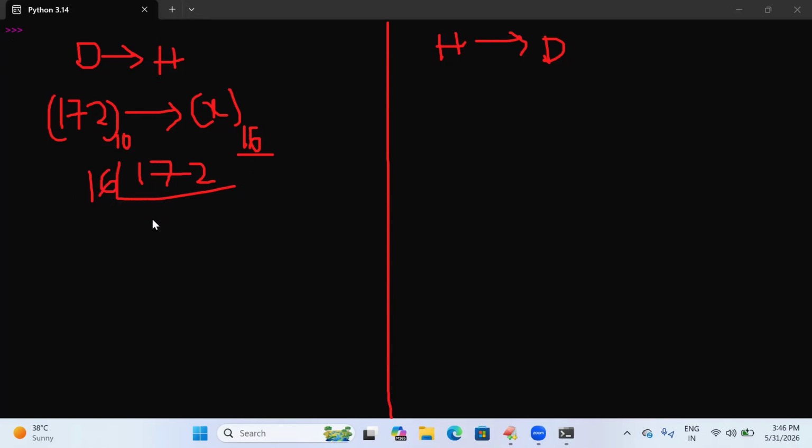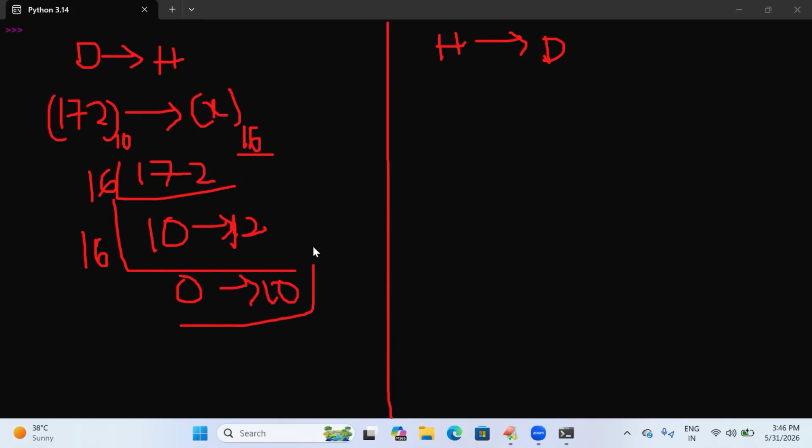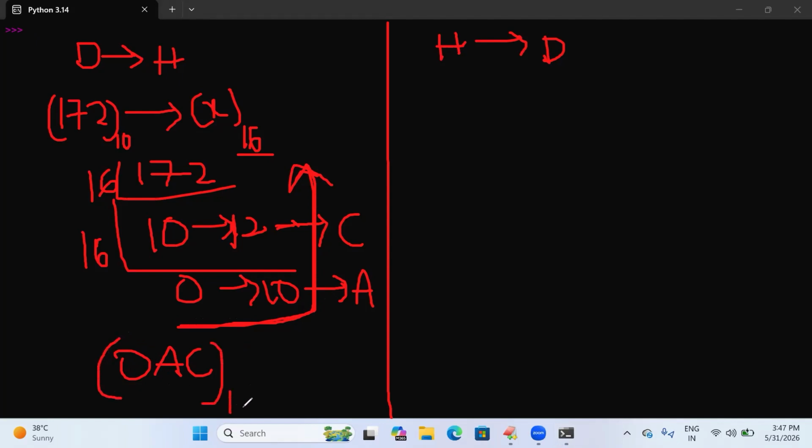16 tens are 160. So the remainder is 12, right? So 12 is a remainder. And 16 zeros are 0. So the remainder is 10. So we have to take the bottom to top direction only. In the hexadecimal number system, 10 stands for A and 12 stands for C. So see here, 0AC. This is the decimal number converted into a hexadecimal number system value.